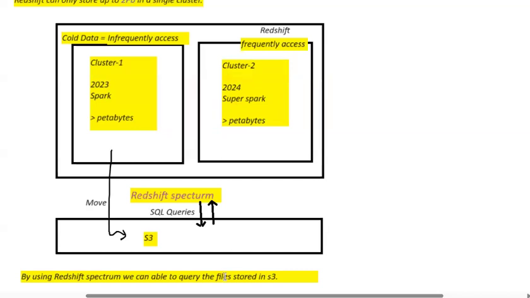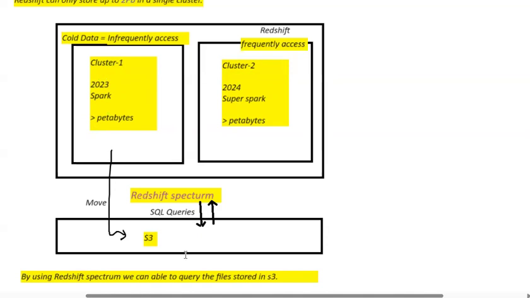Now, what will the files store? Files will store tables, right? Yes, files will store tables. Now let's say I want to join the tables. One table is present in my cluster 2, that is, I want to join the super Spark table with the Spark table. But actually my Spark table is stored as a file under S3.